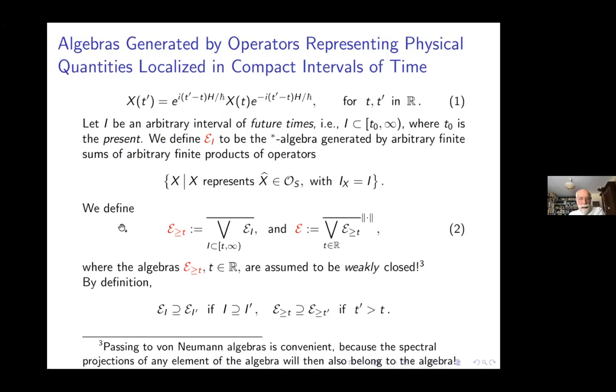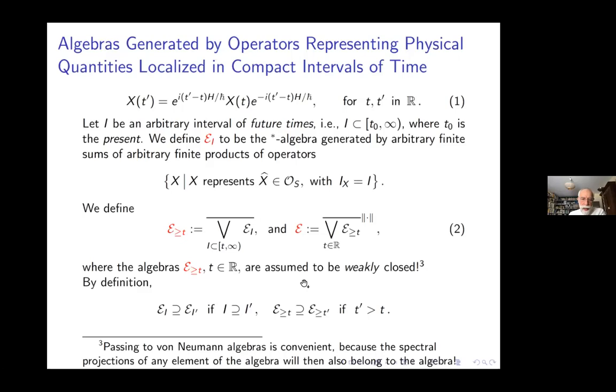Then we define an algebra E greater or equal to t to be the one that is generated by all the algebras E sub I with I contained in the half open interval t to infinity. And then you may want to close it. In fact, it's pleasant to work with von Neumann algebras because in a von Neumann algebra, the spectral projections of an element also belong to the algebra, which can be a very useful property. E is the algebra generated by all the E greater or equal to t.